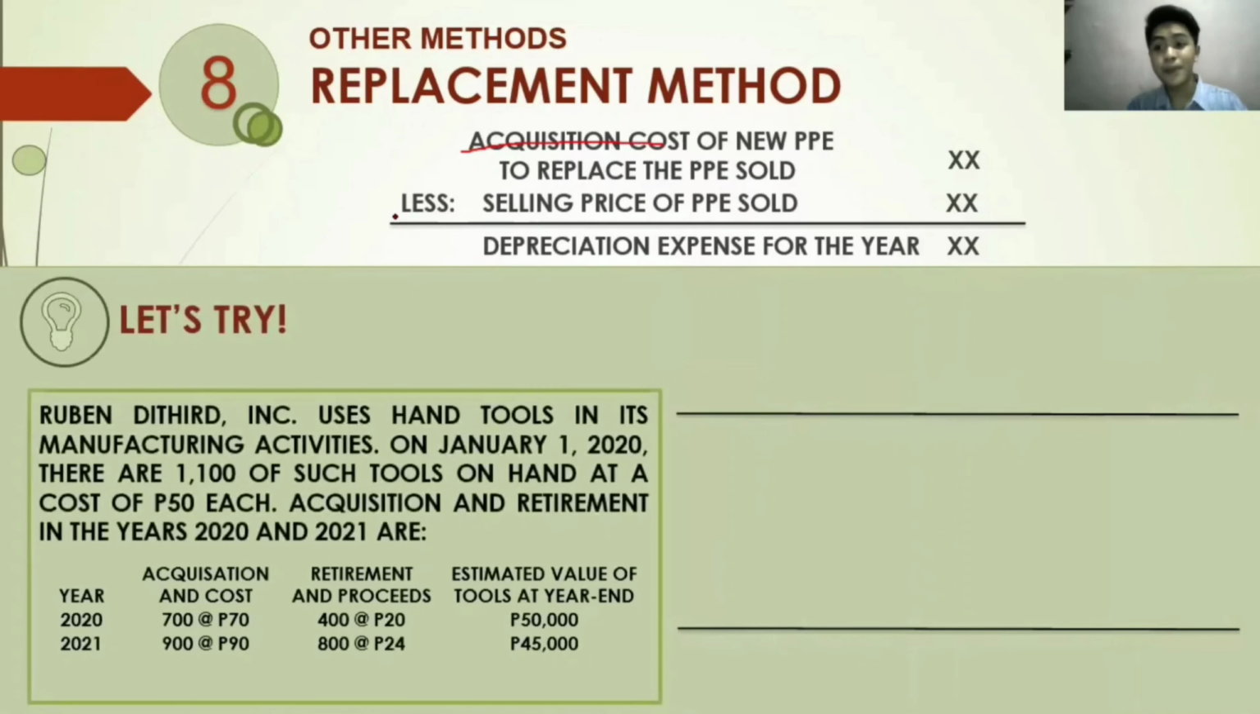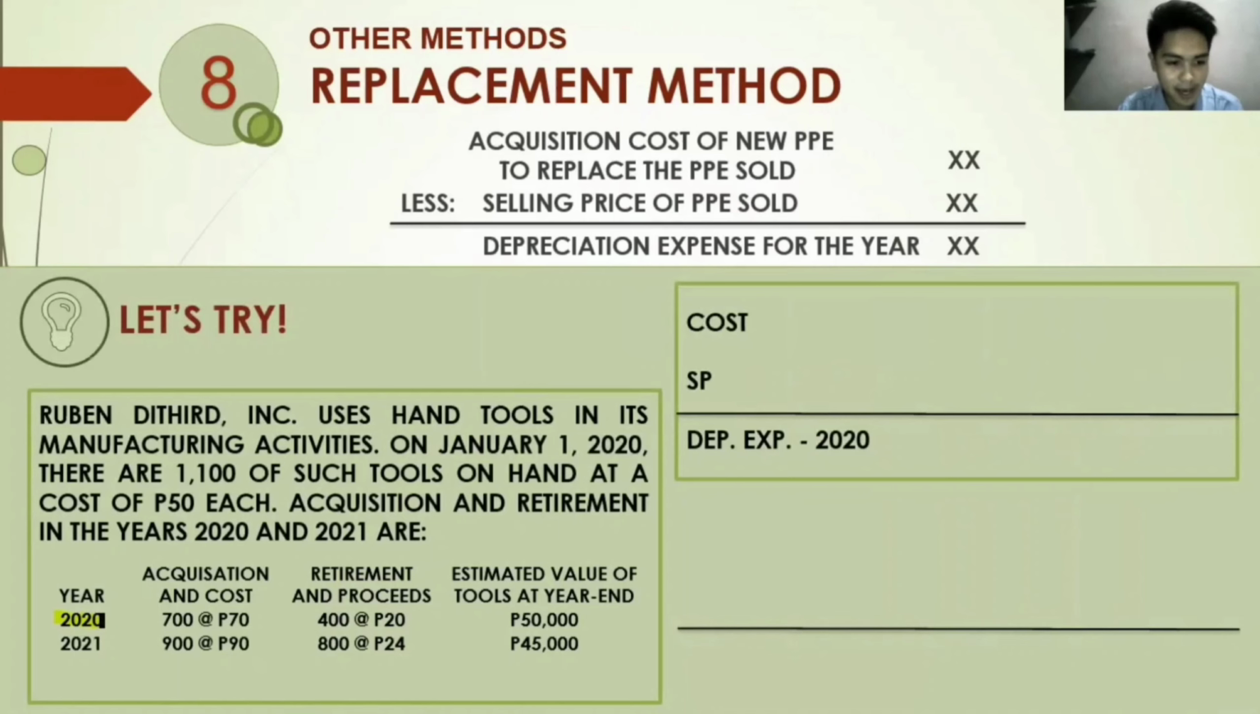Okay? Same problem tayo guys. So, sa year 2020 daw guys, meron tayong ni-retire na 400 sa halagang 20 pesos. Tama po ba? At sa year 2020 din po, meron tayong in-acquire o binili na 700 tools sa halagang 70 pesos. Tama rin po ba? Okay. Ibig sabihin, yung 700 na to, yung 400 dito ay pang-replace sa 400 na na-retire natin. So, yung 400 is for replacement and then yung 300 is the new tools. So, 400 times 70. Okay, is equals to 28,000.